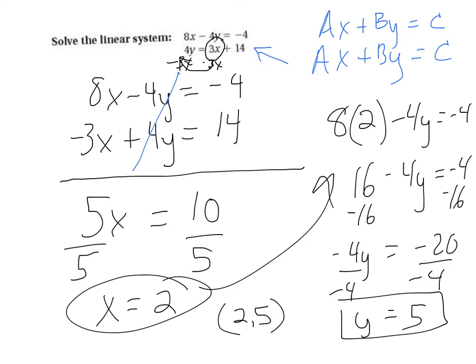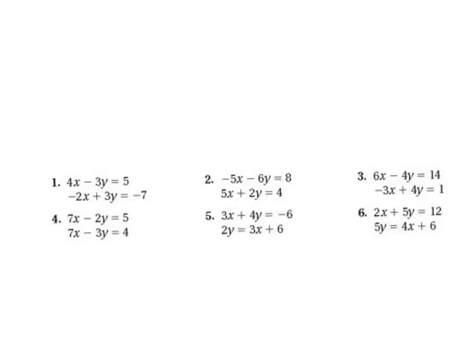Result, the solution to this system is the point (2, 5). It works for both of these equations. It's where these things intersect. Cool. What I want you to do is to try any two of these.